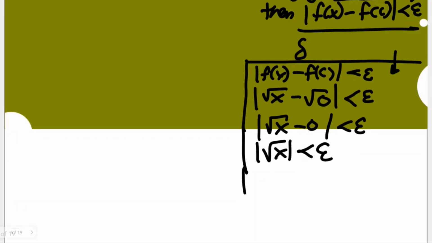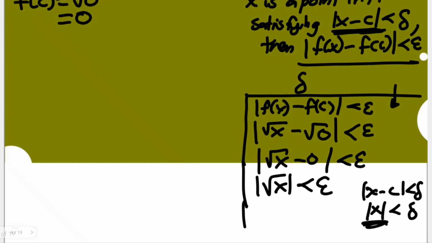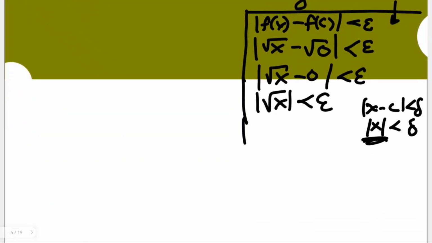Okay, so since this is just square root of x still, what we need to do here is to come up with x minus c. So in short, if we have x minus c less than delta, we know that our c is 0, so the absolute value of x must be less than delta. We would like to see something like that here, but it's a square root, so we can actually simplify the absolute value.